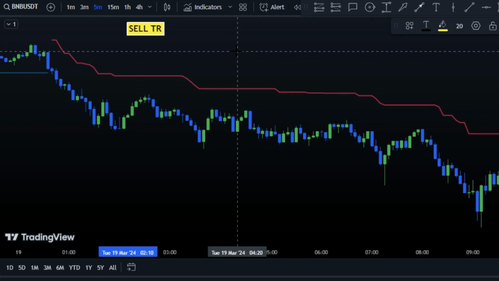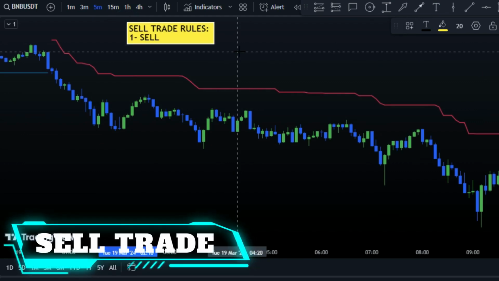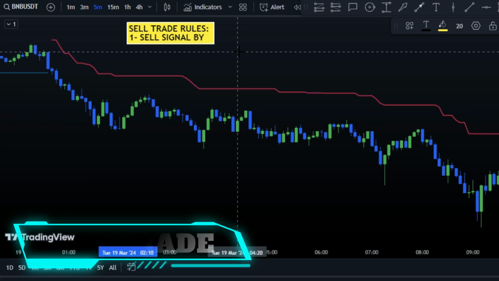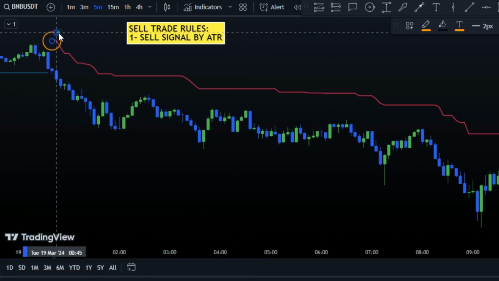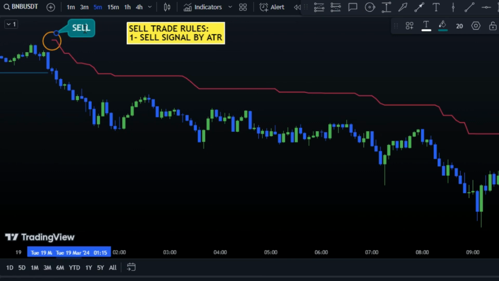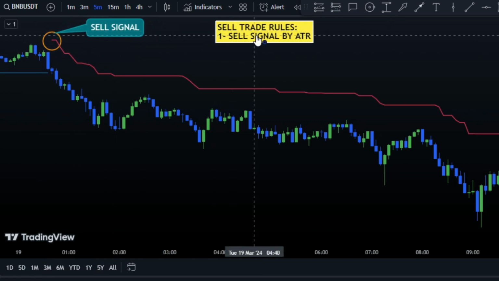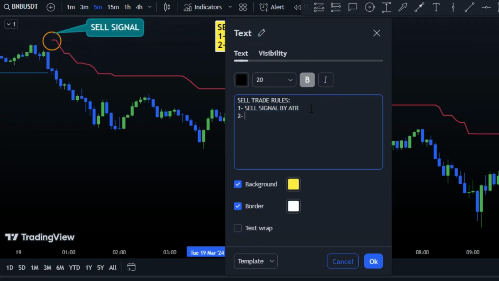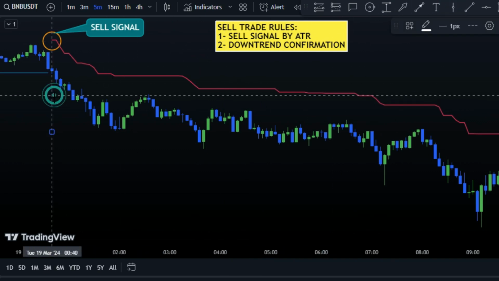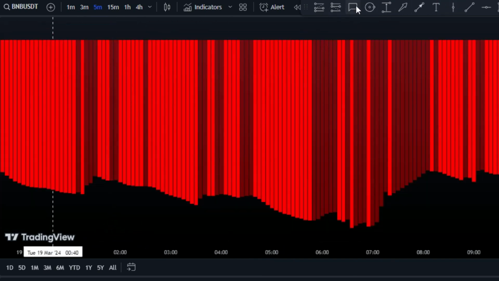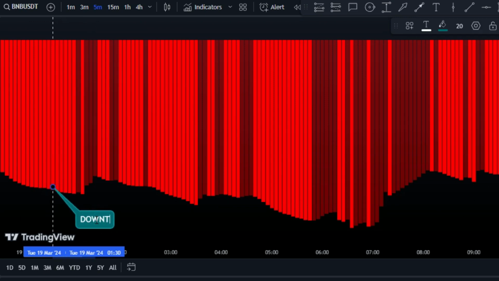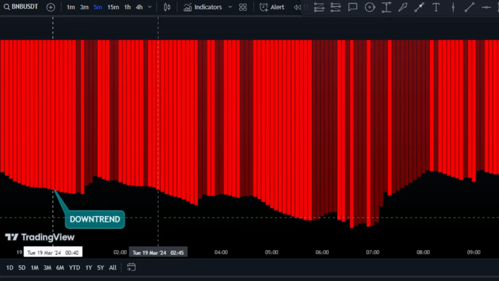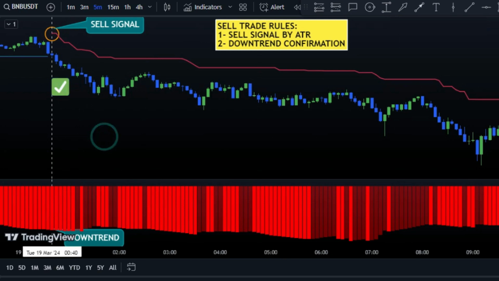Now let's discuss the rules for entering and exiting sell trades using this strategy. First, wait for a sell signal from the ATR Plus Trailing Stop indicator. Once you receive the signal, it's time to check the market trend using the Trend Follower indicator. If the histogram is red, indicating a decreasing trend, you're ready to proceed with the sell trade. So once both conditions are met, you can confidently open a sell position.